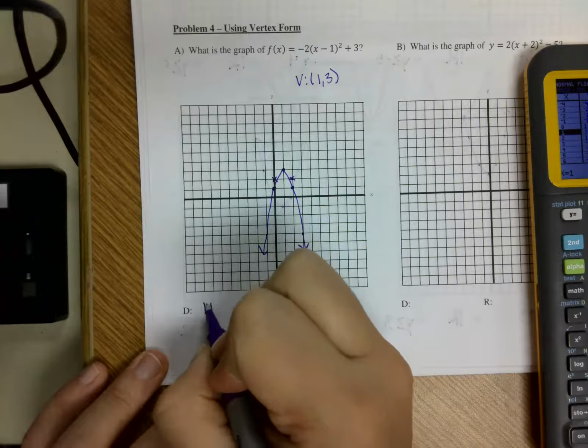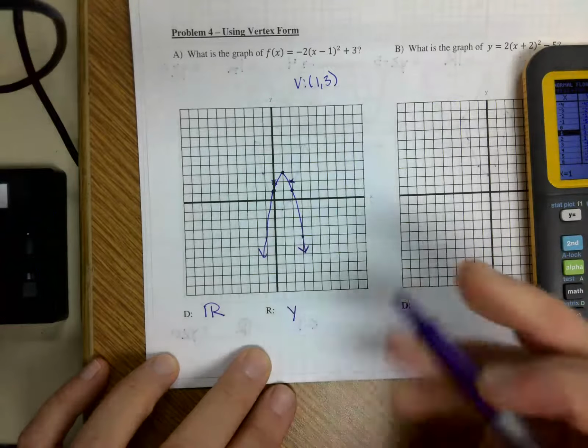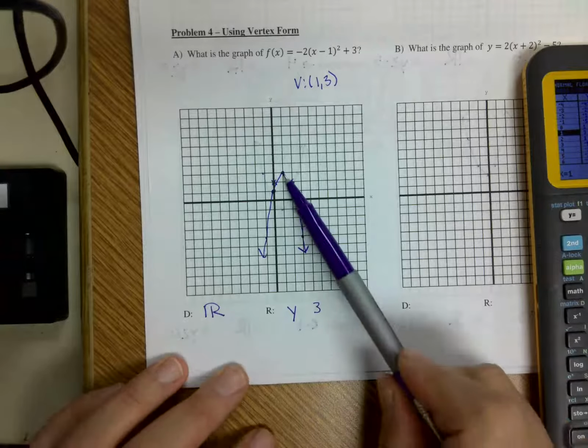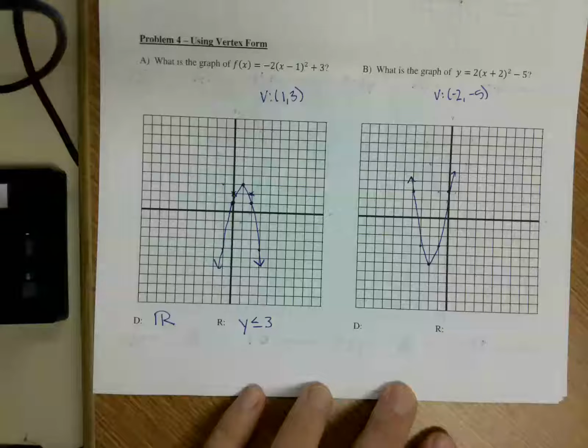My domain, I go on forever on the left, go on forever on the right. My range, it's always going to deal with that y value because that vertex is the highest or the lowest. Right here, the graph is below it, so y is less than or equal to. Why don't you try to do b by yourself?